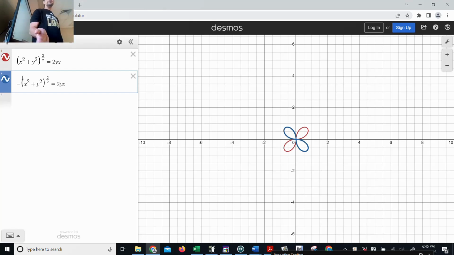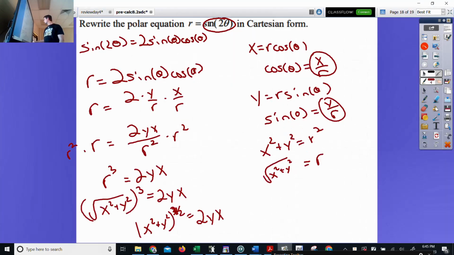There's the full propeller. The reason it's doing that is because you were taking the square root, and to see the full graph of the square root, you have to include the plus or minus symbol. So I need to have plus or minus there. Otherwise, you'd never see it.